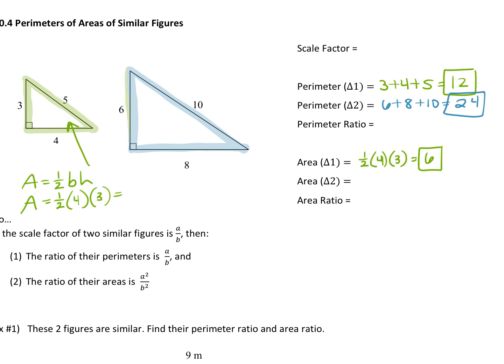The area of the blue one then, area equals 1/2. What's your base and what's your height? 6 and 8, right? The two that are perpendicular. Your base and height always have to be perpendicular to each other. So 1/2 times 6 times 8, that would be 24.